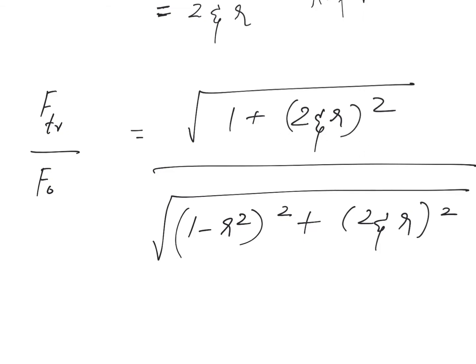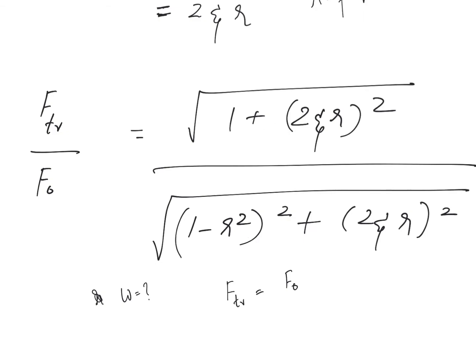Clear? Now they are asking you in the question, you have to read the question very clearly and very carefully. They are asking for what value of omega, for what value of frequency, the force transmitted is equal to F0. That means this whole ratio goes to 1, or in other words, both the numerator and the denominator are the same, isn't it? 1 means 1 by 1. That means both the denominator and numerator are 1 and the same.